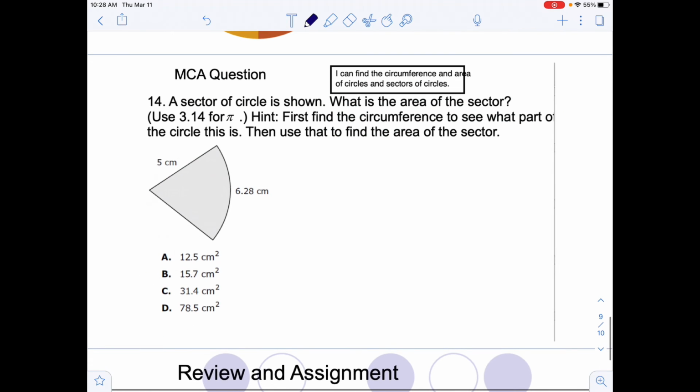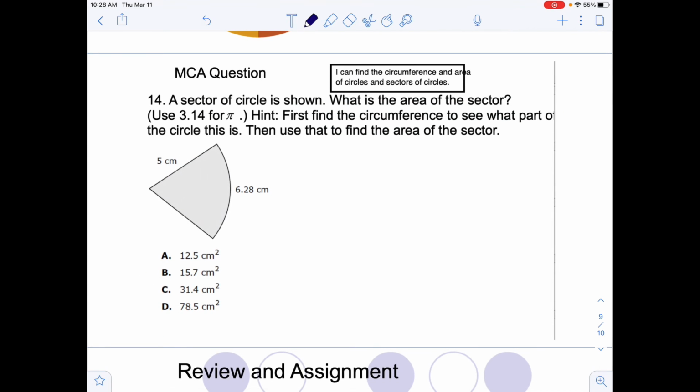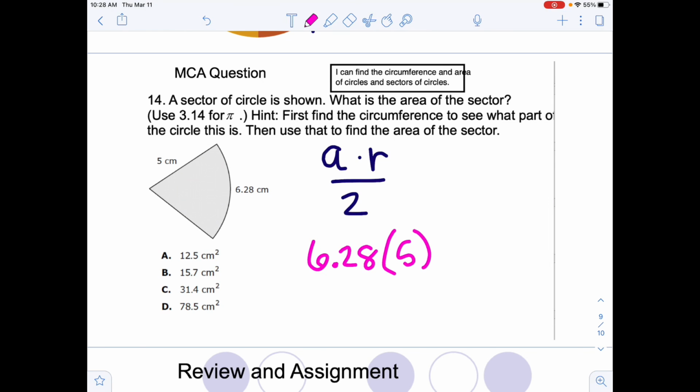All right, the last question here, it says a sector of a circle is shown. What is the area of the sector? So the hint says first find the circumference to see what part of the circle this is, then use that to find the area. But we know the shortcut is arc times radius divided by 2. And here we're given the arc and we're given the radius. So I'm going to plug in what we know. The arc is 6.28 times the radius is 5. And divide that by 2.